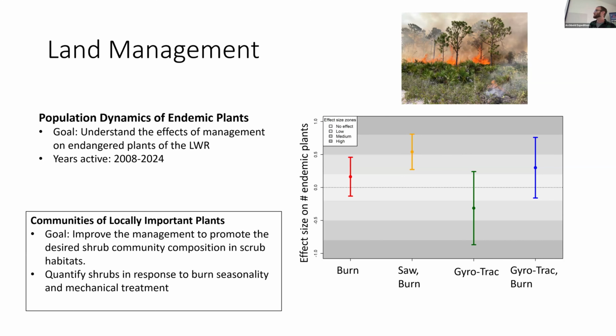And I'll just make a note that while we're ending this project, we've been in full force with our new project across a lot of these FWC properties called the Community of Locally Important Plants. And the goal here is to really look at management and see how this affects the desired shrub community composition in these scrub habitats, particularly looking at how shrubs respond to burn seasonality and mechanical treatments.